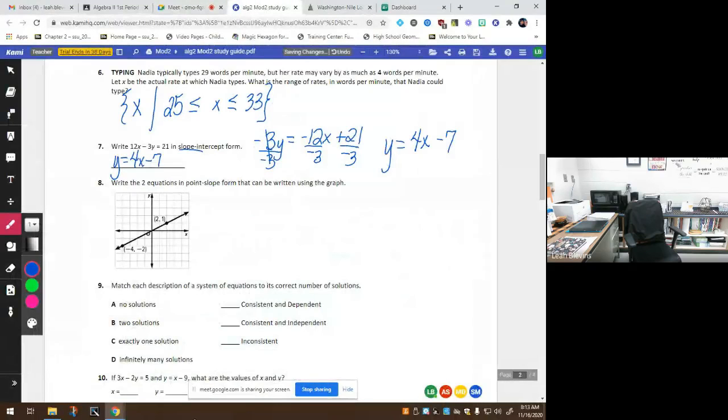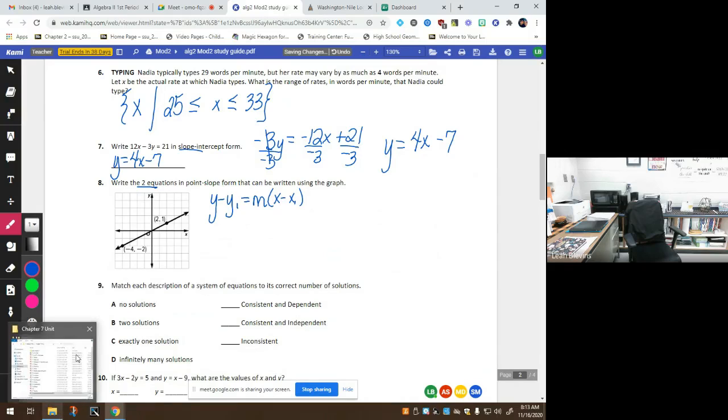We're on number 8. We're going to write the two equations in point-slope form for the given graph. So remember, point-slope form is y minus a y coordinate equals the slope times x minus the x coordinate. To write two equations, I need 2 points and the slope. We've got the 2 points, that part's easy. Then I've got to find my slope.